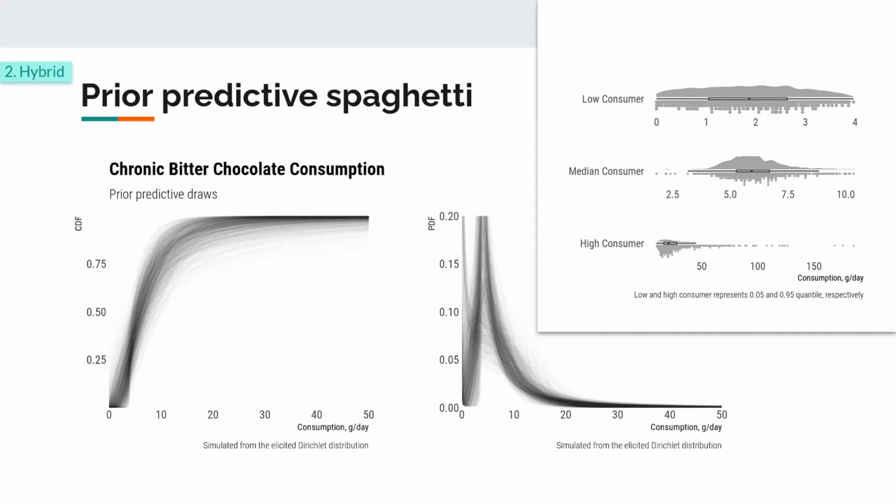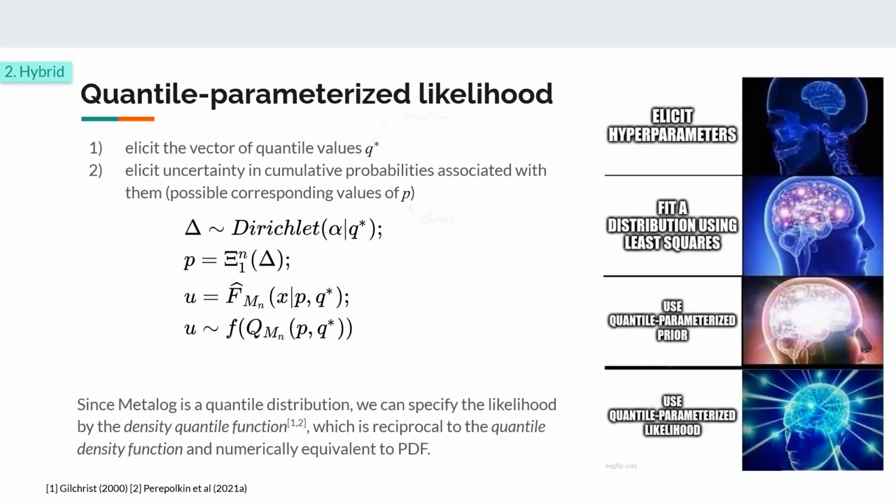For the low consumer, we have a uniform distribution more or less. For the high consumer, it's centered around, I don't know, something like maybe 25 or so, with quite a lot of spread up to 170 or so. So it's quite a lot of uncertainty right now. And then we incorporate the data.